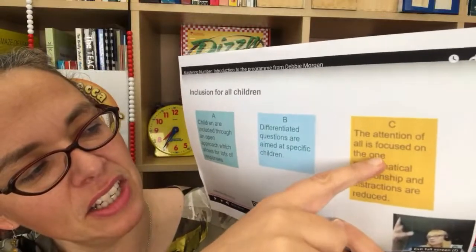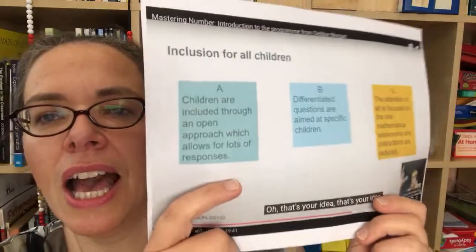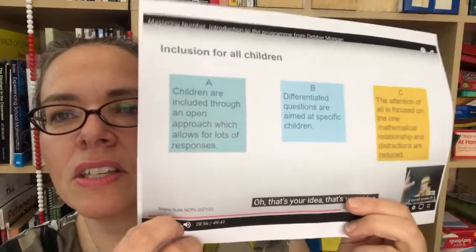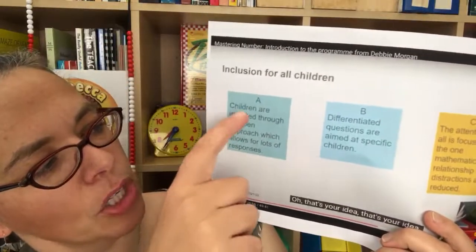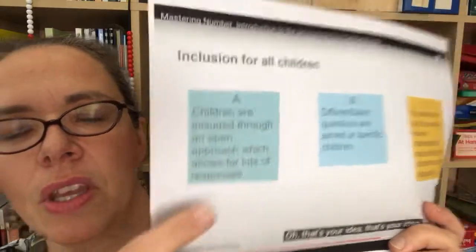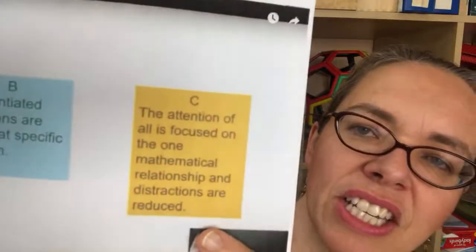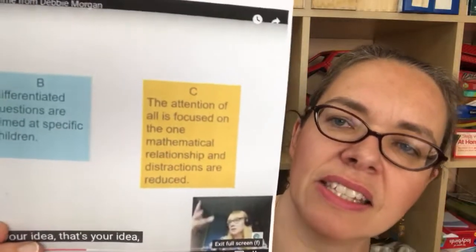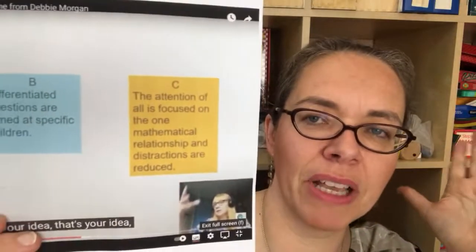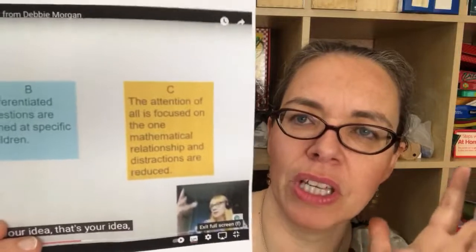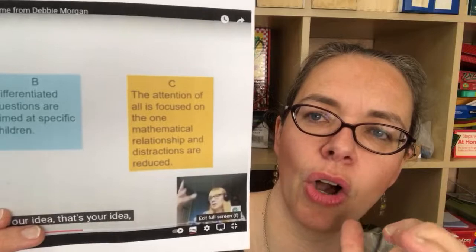And C is the attention is focused onto one mathematical relationship and distractions are reduced. At this point, the presenter of this training makes it categorically clear that we are not doing that. We are focusing entirely on this because this is the right way to teach. In other words, this is traditional teaching. What's right and what's being taught is defined a long time ago and a long way away from the classroom and the class of children that's actually going on.